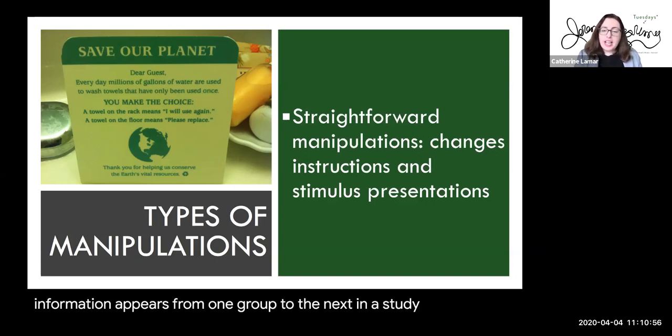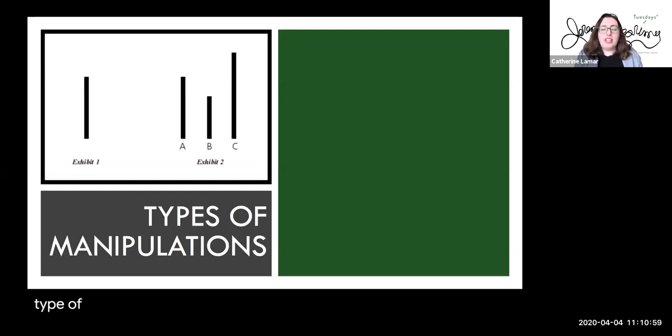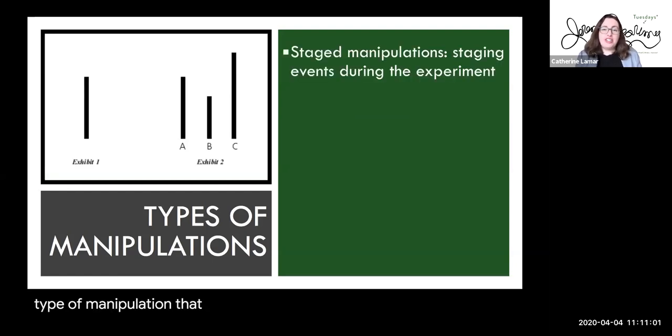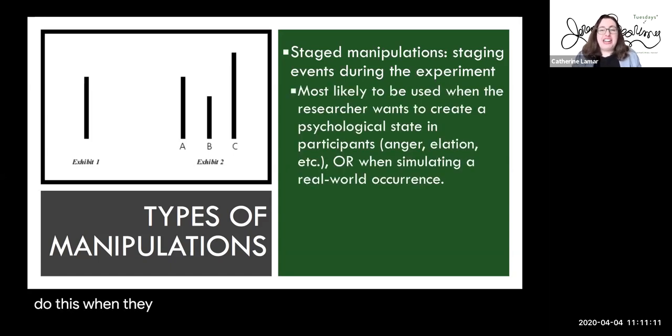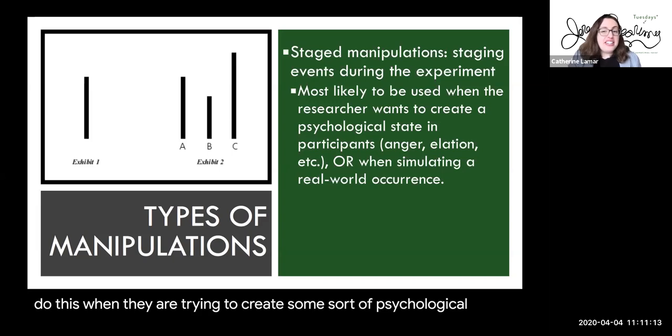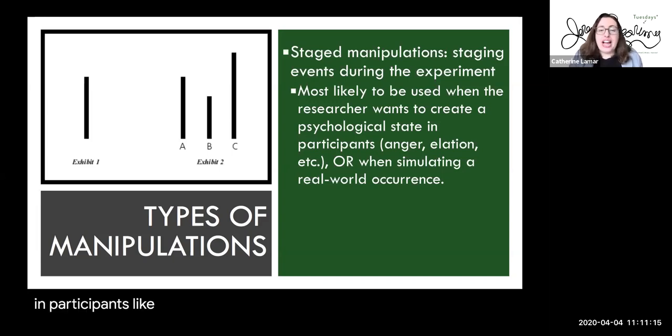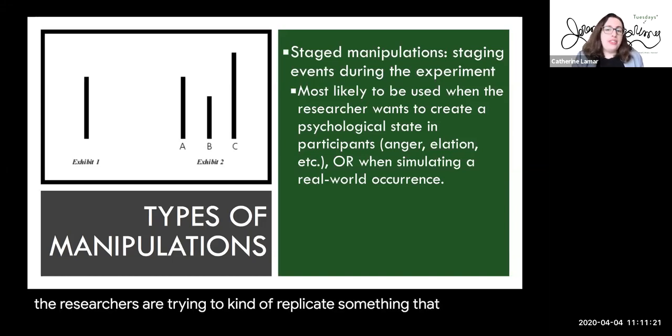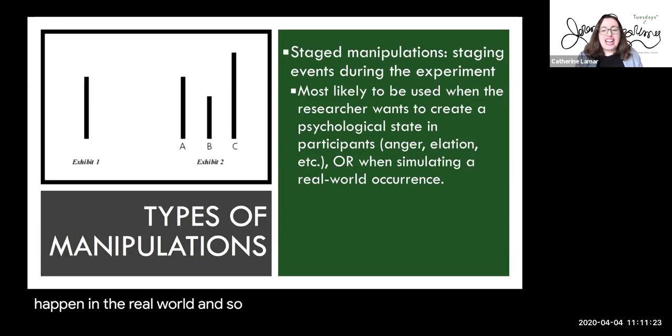But another type of manipulation that researchers can use is called a staged manipulation. And with a staged manipulation, researchers actually stage events in an experiment. And typically they do this when they are trying to create some sort of psychological state in participants, like anger or happiness or something like that. Or when the researchers are trying to replicate something that would happen in the real world. And so the classic example of this is shown in this picture here.